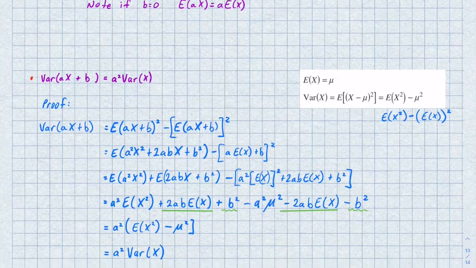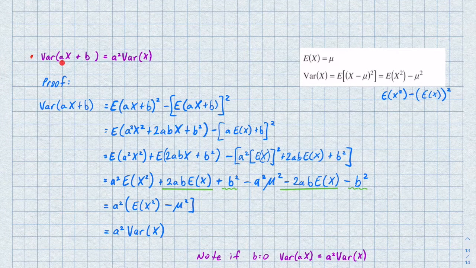For variance, we have a similar result. If you've got ax plus b, you'll just get a squared times the variance of x. So the b just disappears. So if you were finding the variance of 3x plus 4, then that would just be 9 times the variance of x. So let's just have a quick skim through the proof of that.